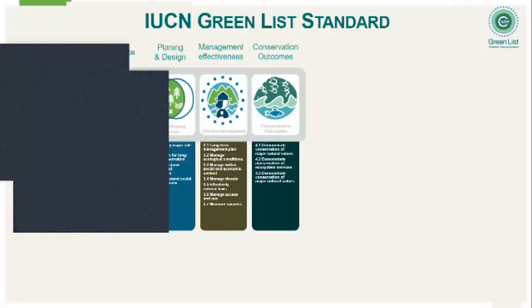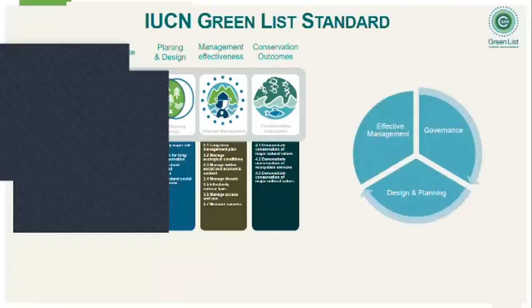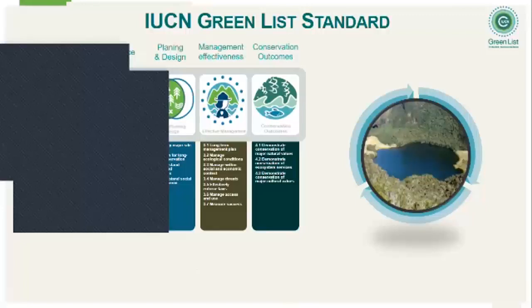Now, in order to measure success, we need to measure it against a benchmark. And this benchmark is the IUCN Green List Standard. This standard is made out of four components that recall the fields of work we were just talking about. The first component is about governance. The second and the third are about management effectiveness and design and planning. And the fourth one, which is the most important, is about conservation outcomes. All of these components are split into several indicators. There are 50 indicators in total.